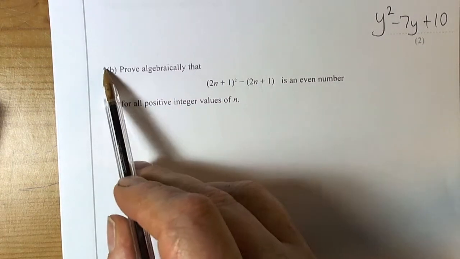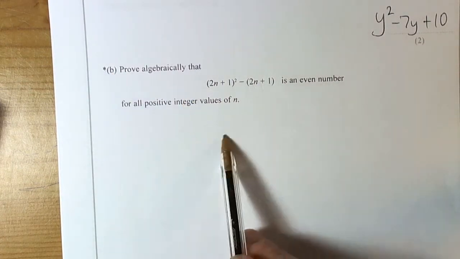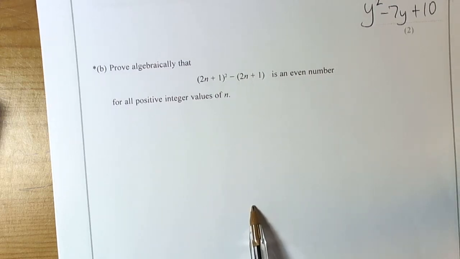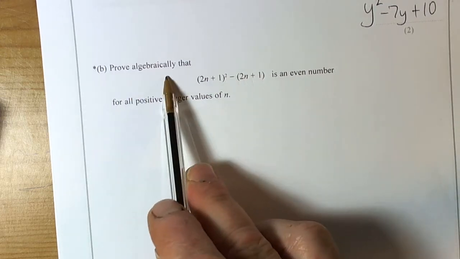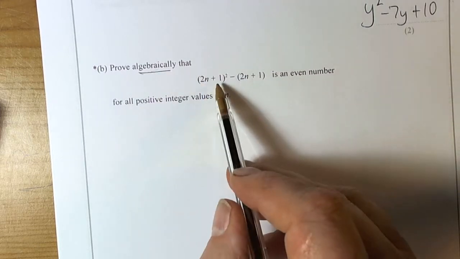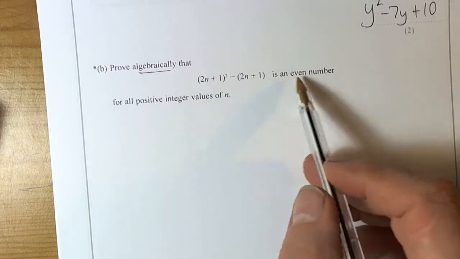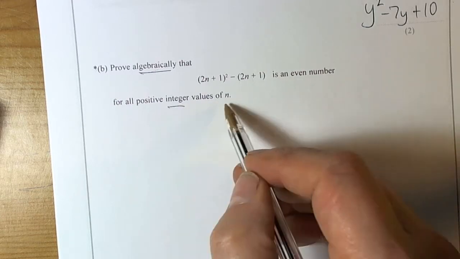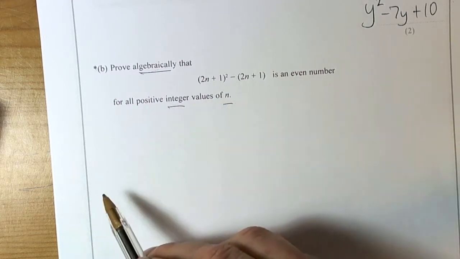This one has got a star next to it, so in other words we've got to show lots of explanations and working out, and some words to describe what goes on to prove what they want. So they want to prove algebraically, so in other words they're asking us to manipulate this in some way and show that it's always going to give us an even number when n is an integer value, so in other words when n is a whole number.